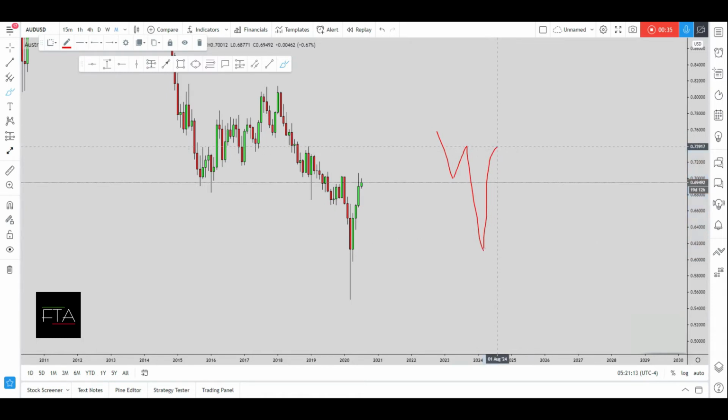After that, what do you expect? You expect the market to make a move to the downside to create the inverted head and shoulders and then create the continuation to the upside, basically confirming this inverted head and shoulders.